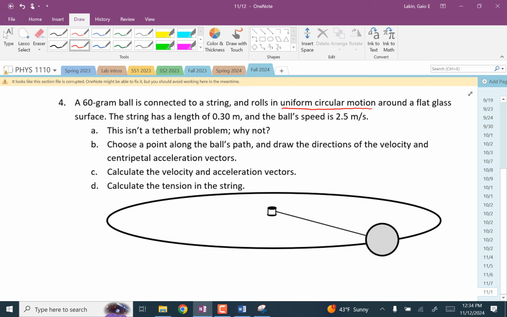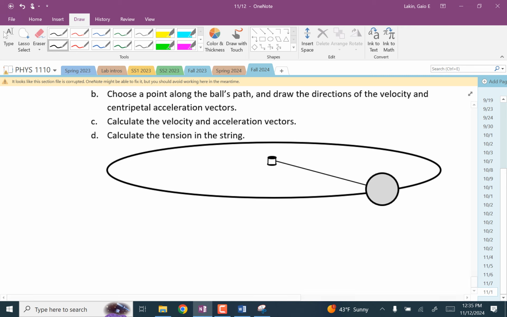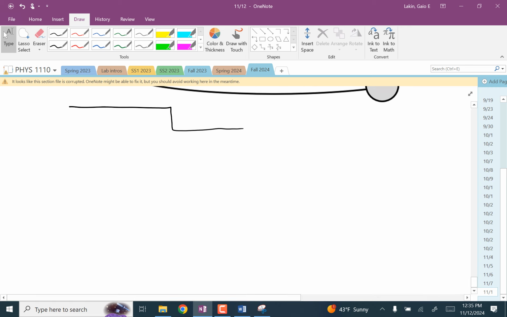Okay, so the first thing it says, this isn't a tetherball problem. What keeps this from being a tetherball problem? In tetherball problems, the only contact with the body is the string. This is in contact with the surface underneath, so this doesn't fit that description. And so that changes the way that we approach this problem. So the first step of a non-tetherball problem is to choose a view where you can see the circular path of the object. So this is the view we're going to take. Like, let's think of from above.